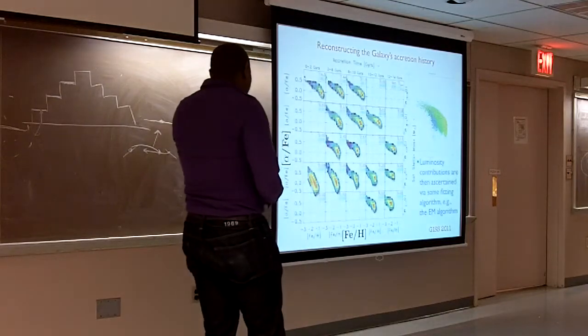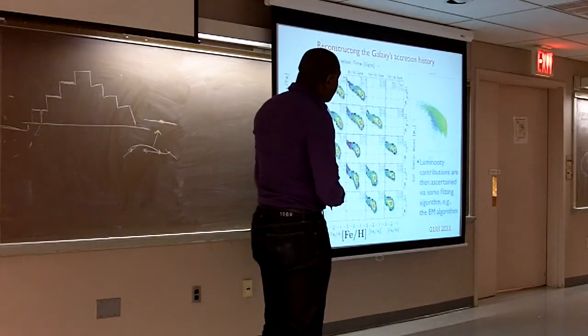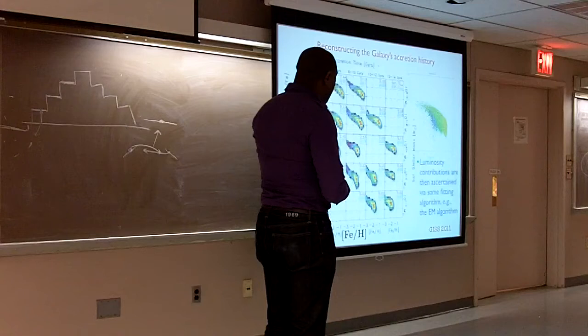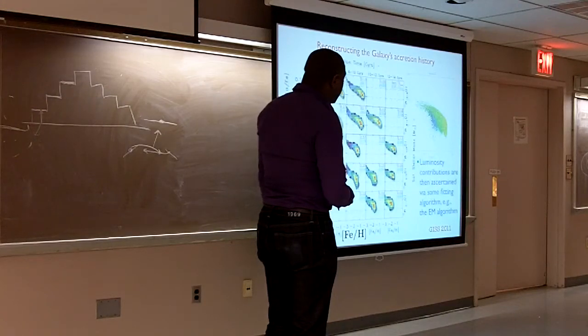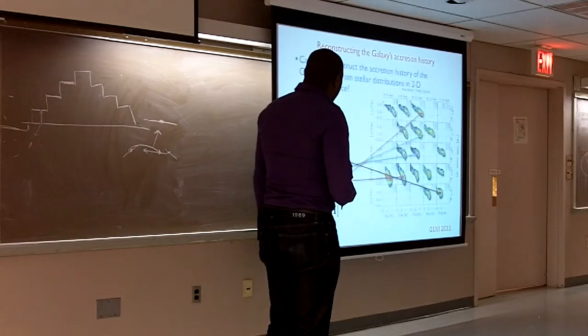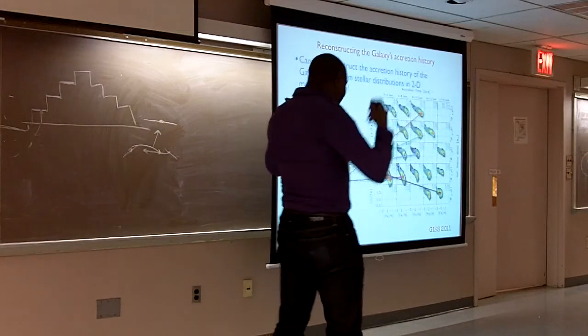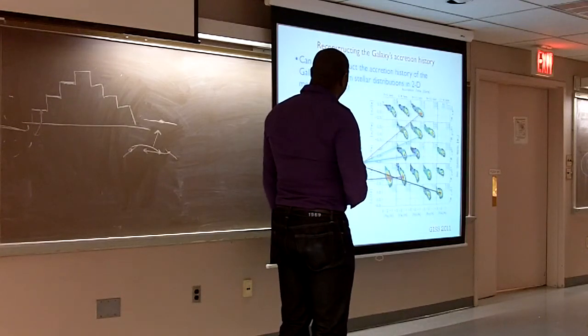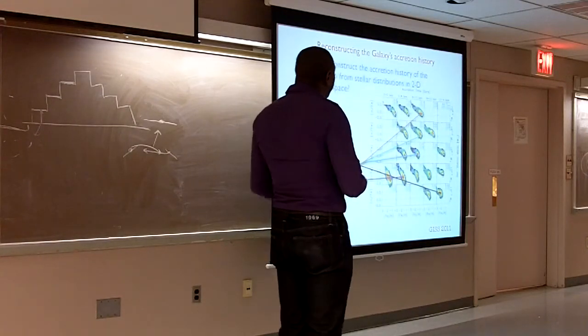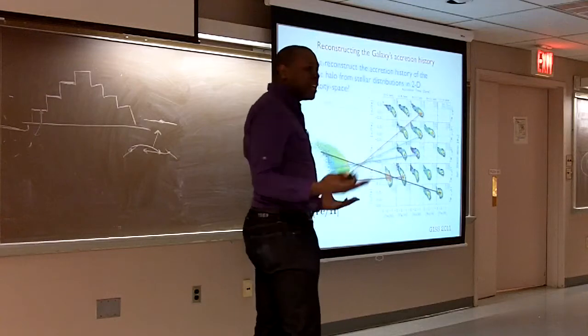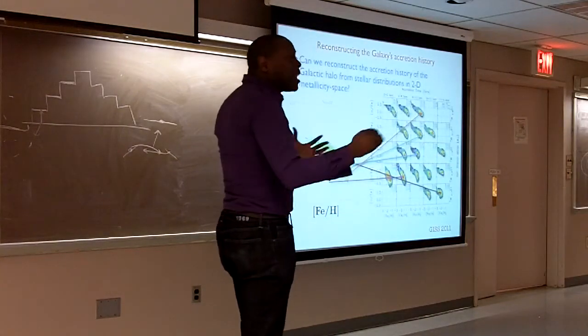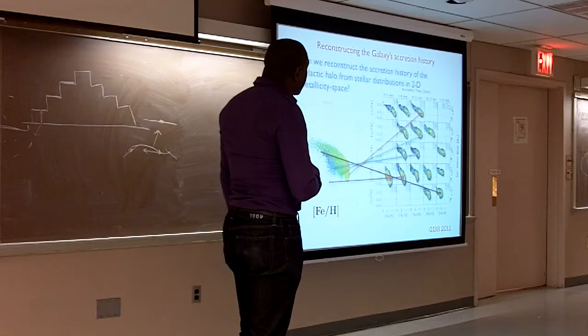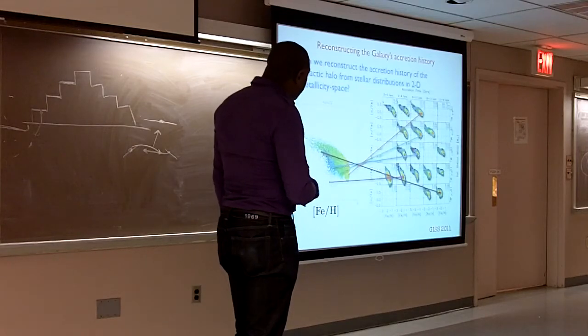So getting to what Will's going to be discussing, one such way to do this is the expectation maximization algorithm. And just to really solidify everything that we're trying to achieve here, the question is, can we reconstruct the accretion history of the galactic halo or the galaxy from stellar distributions in 2D metallicity space?